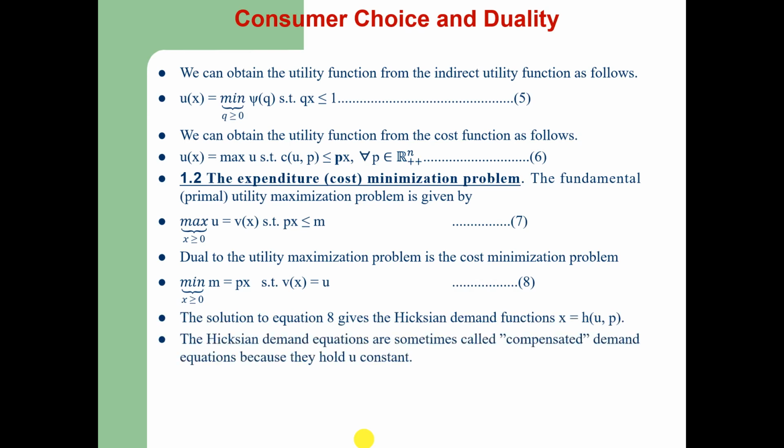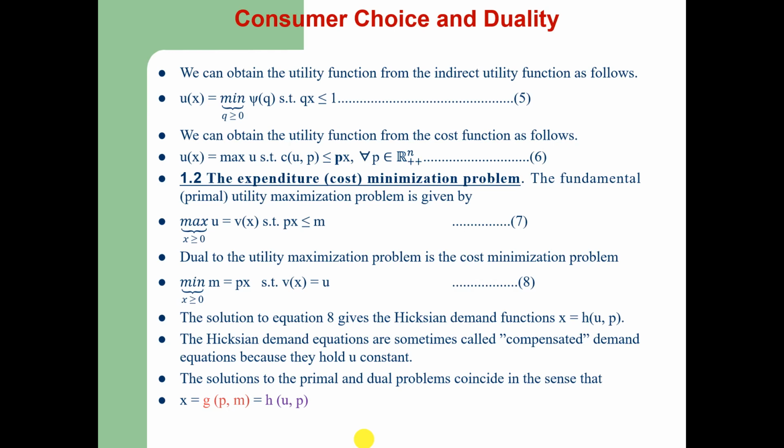The Hicksian demand functions are also known as compensatory demand functions or equations because they hold utility constant. The solutions to the primal and dual problems coincide in the sense that x is a function of prices and money income, and the Hicksian demand function is a function of utility target, that is some constant utility, and prices of goods.